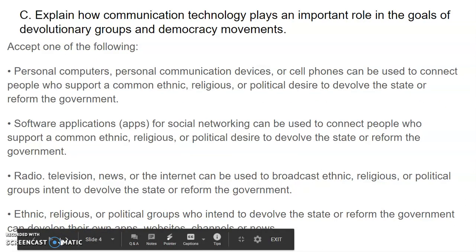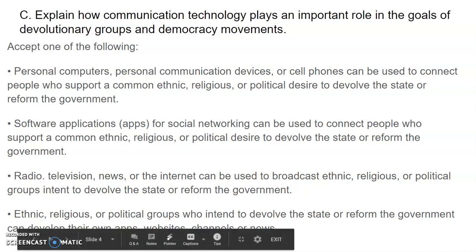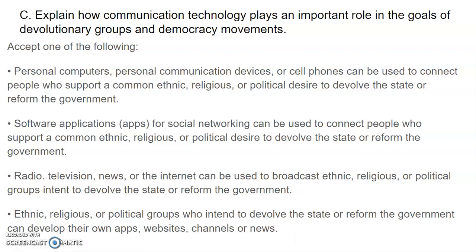C, explain how communication technology plays an important role in the goals of devolutionary groups and democracy movements. So any of these are fine. Personal computers, personal communication devices, cell phones. These can be used to connect people who support a common ethnic, religious, or political desire to devolve the state or reform the government. So that would be like they use technology like their phones or social media or digital capabilities like Facebook to communicate with one another, to participate in this common ethnic, religious, or political desire to devolve or separate again away from the state or get more representation in the government, reform the government.